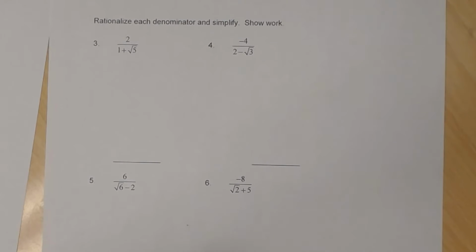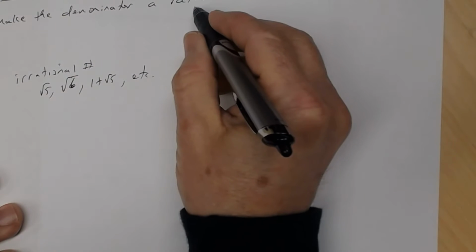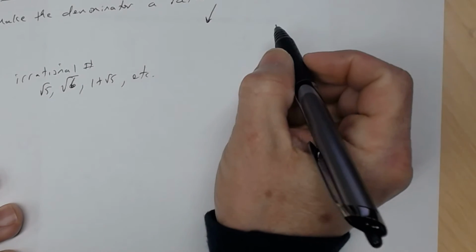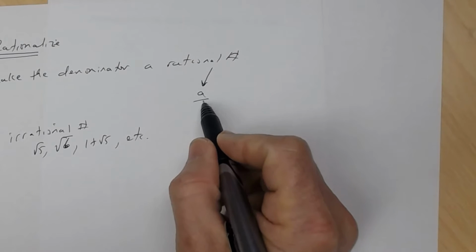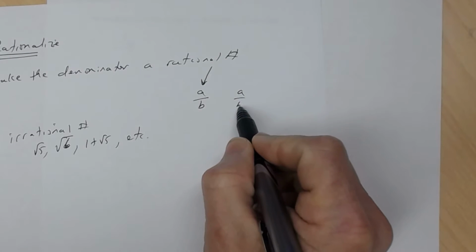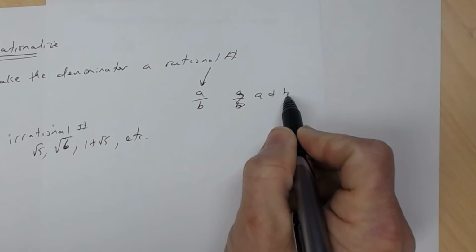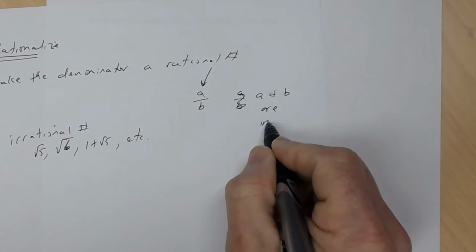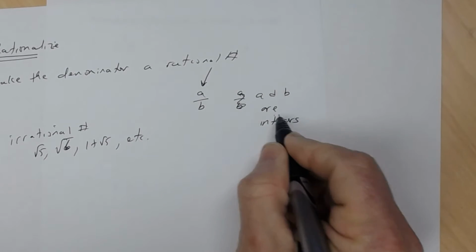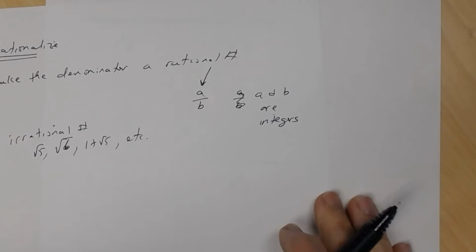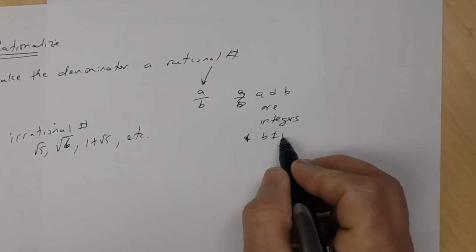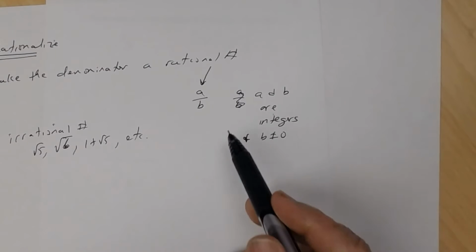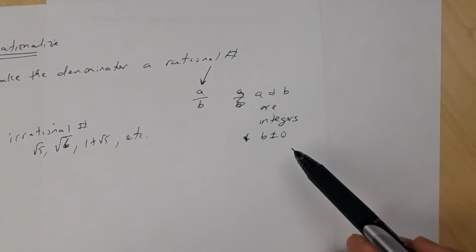So remember, a rational number is a number that can be written as a fraction. We call it a over b, where a and b are integers. Now obviously b cannot be 0, because remember you cannot divide by 0. But a and b are integers.